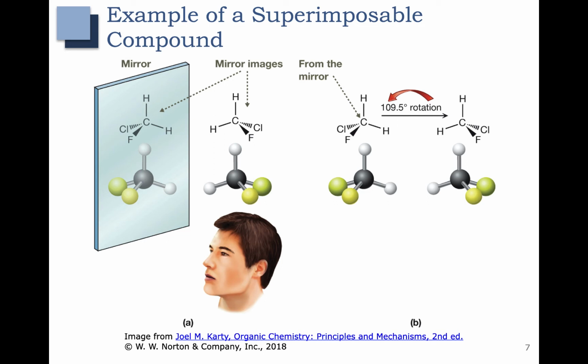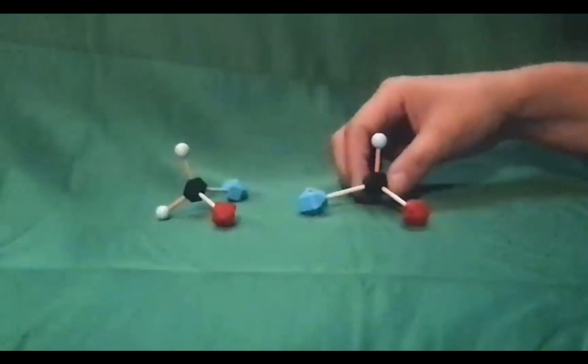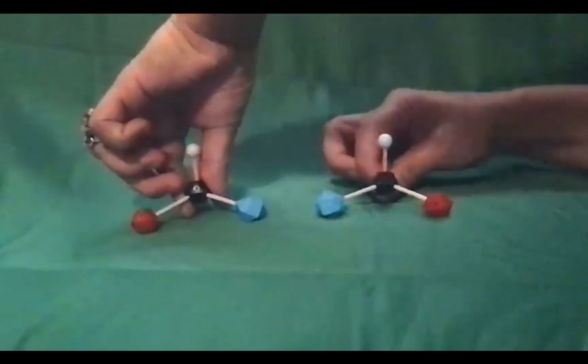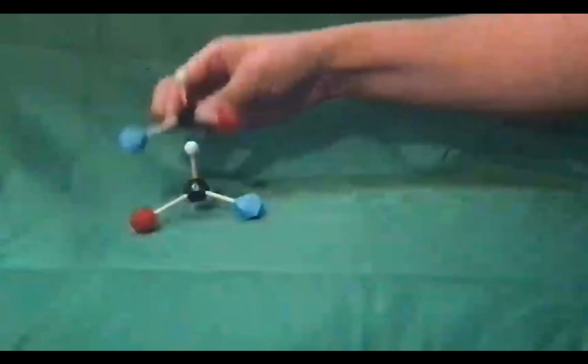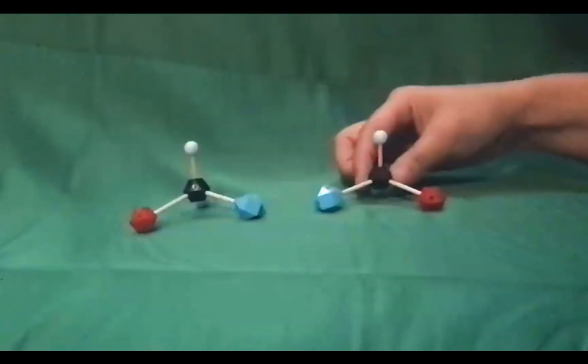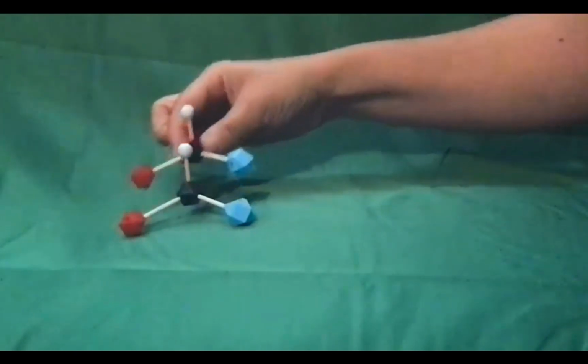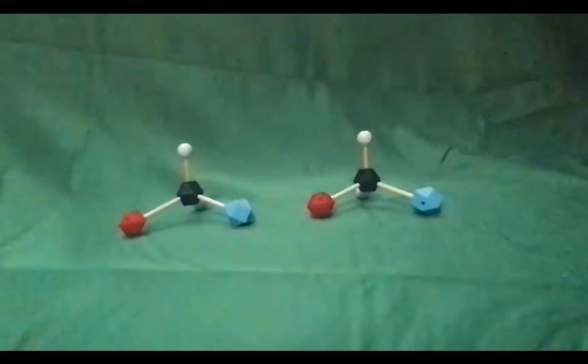You can tell that you have a superimposable compound if two or more groups attached to the carbon are the same. For example, you can see on this molecule here, you have two hydrogens. Then if you build the mirror image of the compound, it will become superimposable. Now let's take a look at these molecules here. You can see that they are mirror images of each other. And if I rotate them around this way, you can see that they line up perfectly. So these molecules are superimposable.